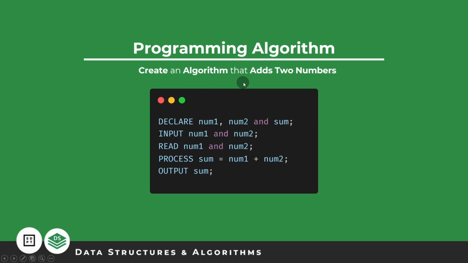So, we can create an algorithm that adds 2 numbers. Okay? So, kailangan natin ng num1, num2, and sum. The next, we need to input yung num1 and num2 kasi yung dalawa na yun yung pag-a-addin natin. Then, of course, i-read na natin yung num1 and num2 kasi yun yung pag-a-addin nga natin.